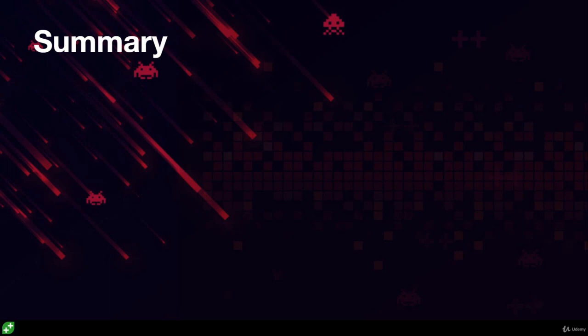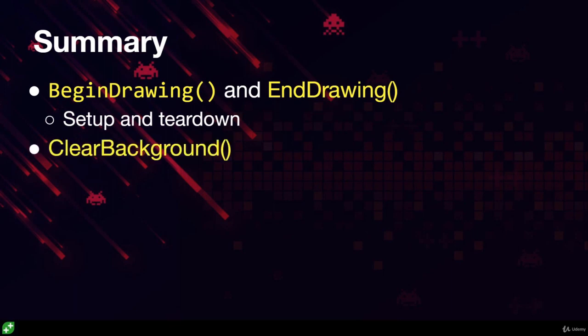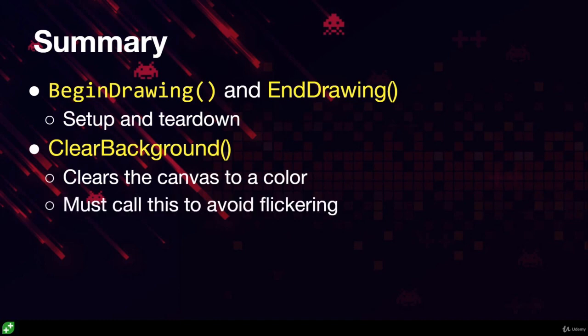Okay, so in summary, we have learned that we need to use the begin drawing and end drawing functions from the Raylib library to set up our canvas so that it's drawn properly to the screen in our window. We've learned that these functions handle the setup and teardown of the window, and we've learned that we must use the clear background function in order to clear the canvas to a specific color. We learned that we must clear the background in order to avoid flickering, which is a result of Raylib's use of the double buffering method to update the image in the canvas for the window.